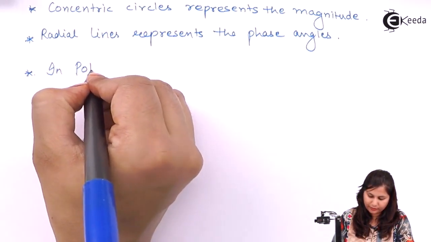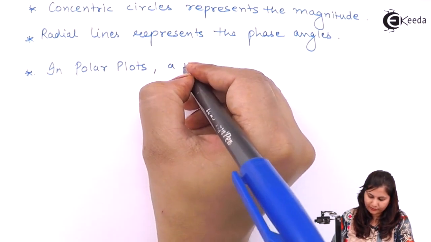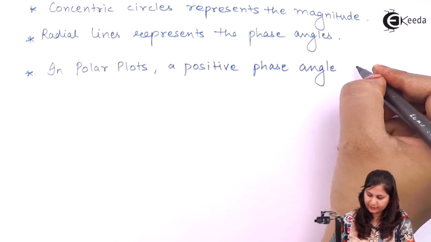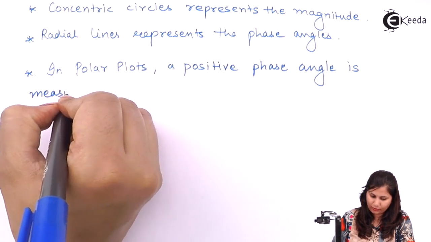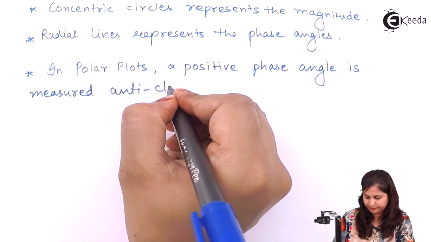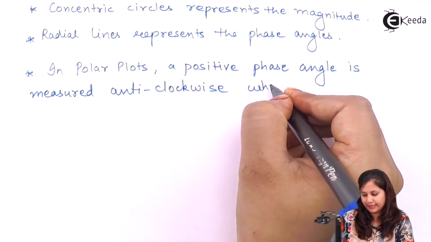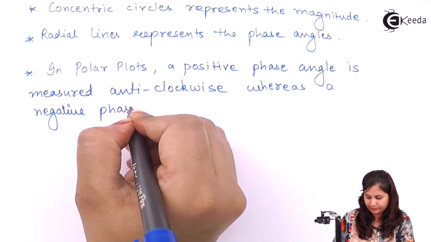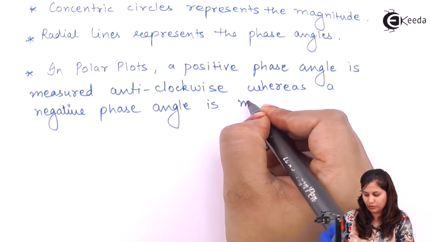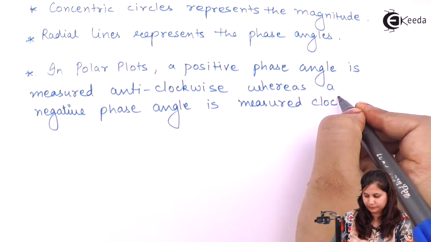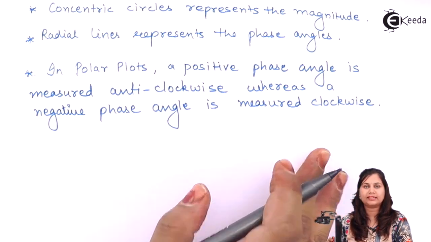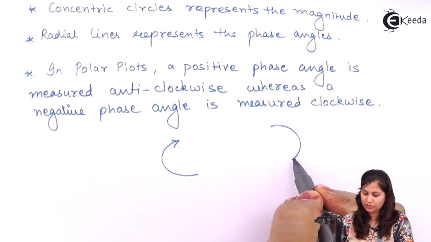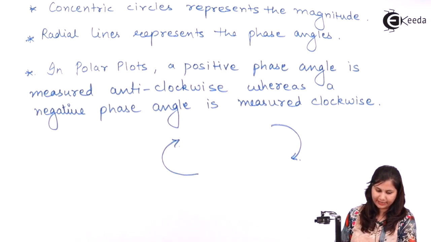Now in polar plots, if we are getting a positive phase angle, then this positive phase angle is measured anticlockwise, whereas a negative phase angle is measured clockwise. So whenever we get a positive phase angle, we measure it anticlockwise, and whenever we get a negative phase angle, it is measured clockwise. This is how we measure a positive and a negative phase angle in polar plots.